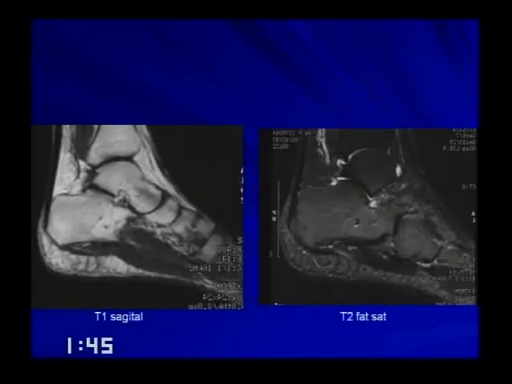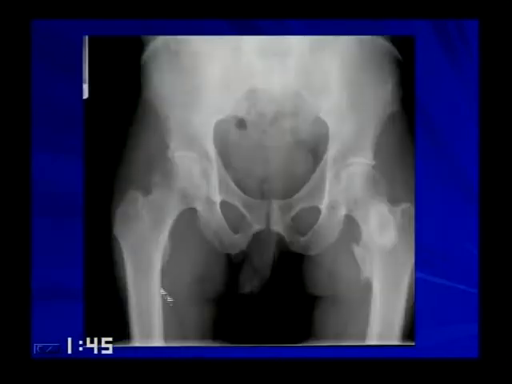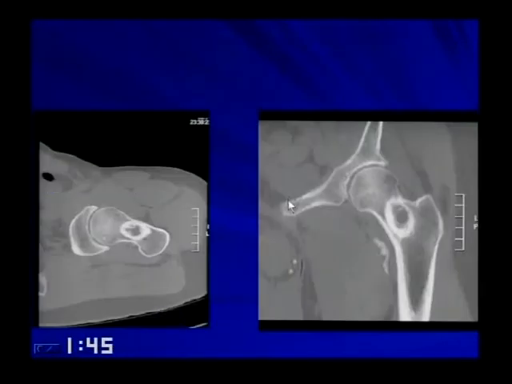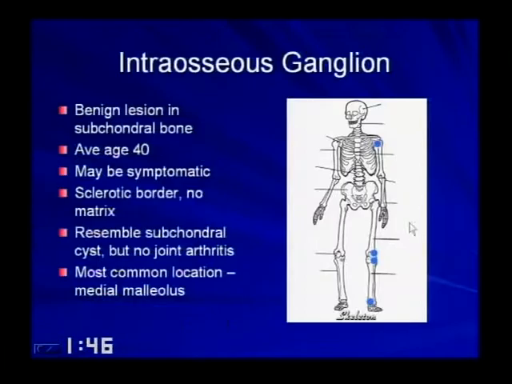Here you can see this lesion here that is fat on a fat sat, and on T1 you can see that's also fat. Here's one that has a very sclerotic margin here that's also an intraosseous lipoma. You can see there's fat in it.